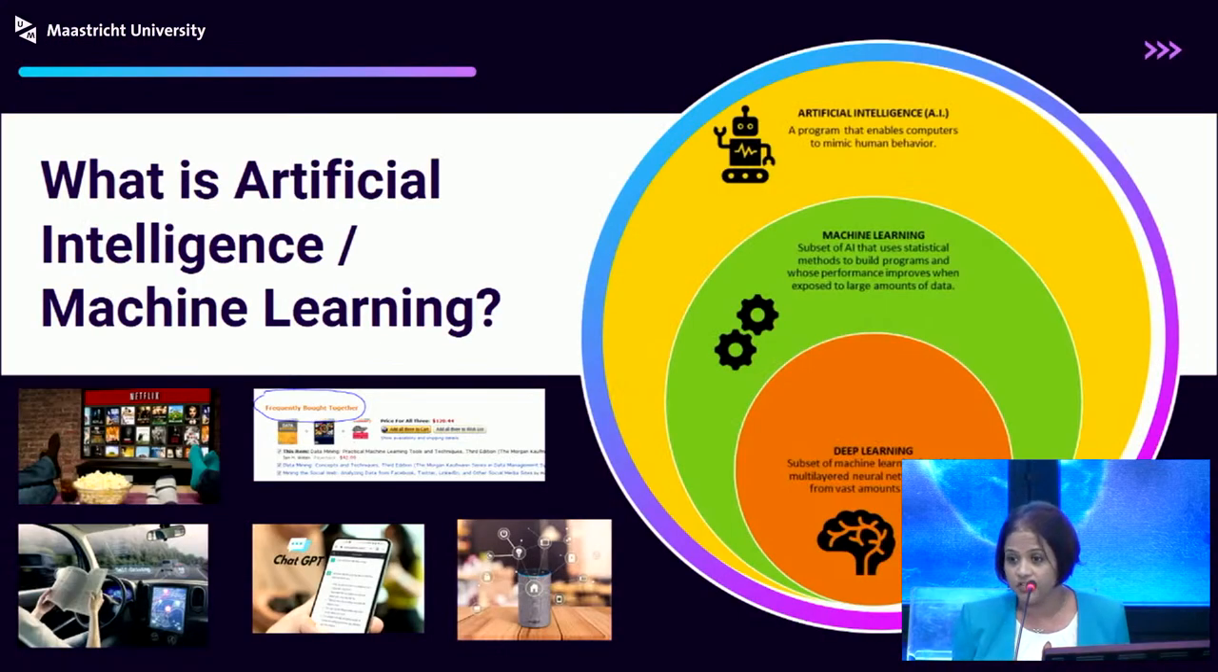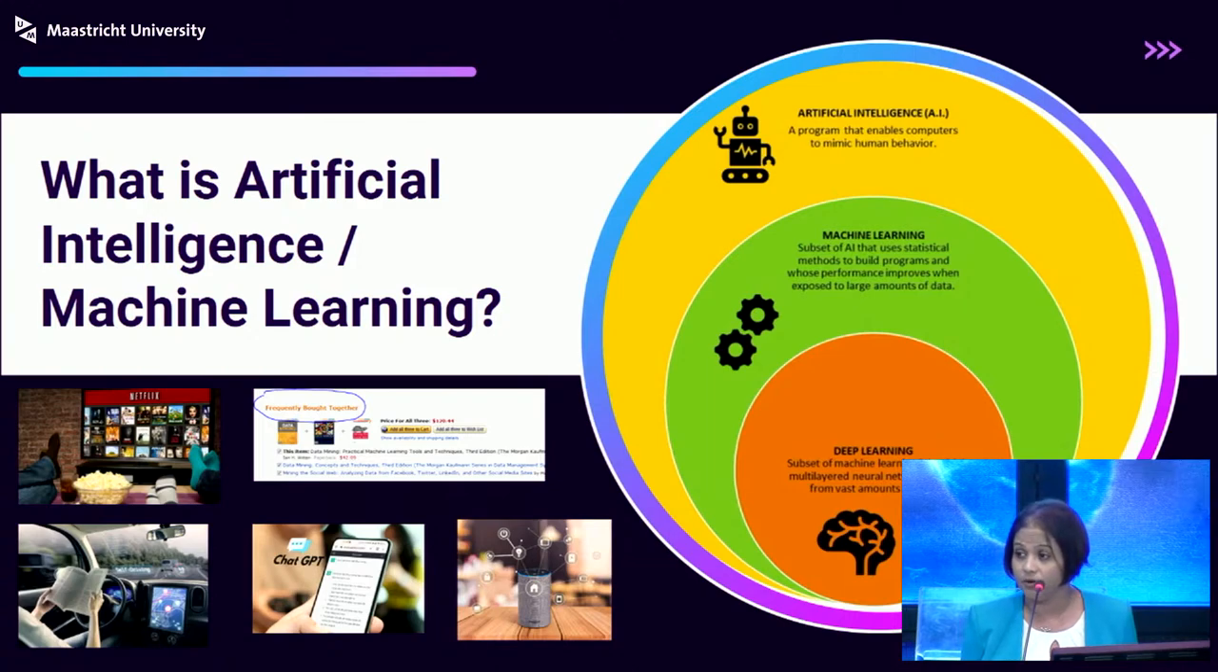And what is artificial intelligence or machine learning? AI is a program that enables computers to mimic human behavior. Machine learning is a subset of AI that uses statistical methods to build these programs. Deep learning is a further subset of machine learning. However, deep learning is out of scope of my discussion in the thesis today.